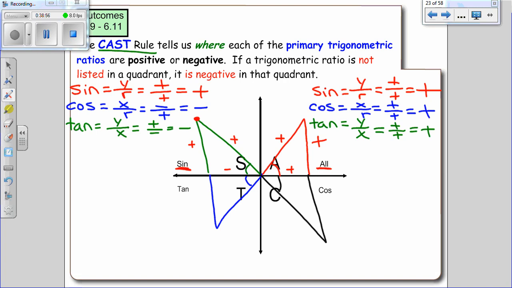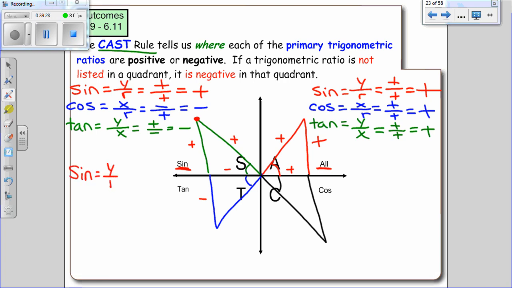So, looking at quadrant 3, that means if I built a triangle down here in quadrant 3, I would have had to go negative to the left and negative down, giving me a negative x and a negative y. That means sine, which is equal to y over r, and r is always positive, I would have a negative divided by a positive. My sine ratio would be negative overall.